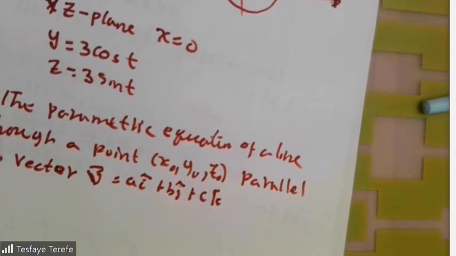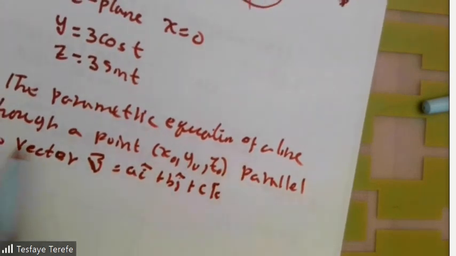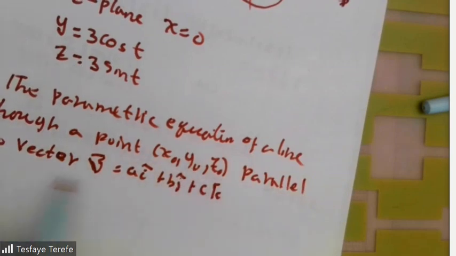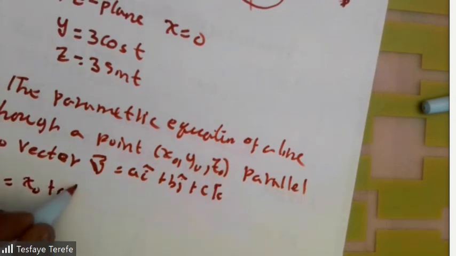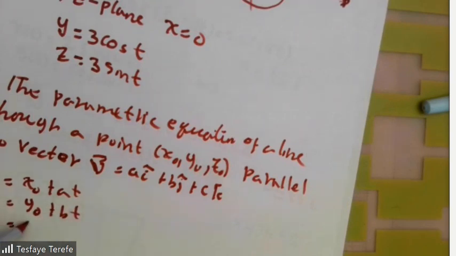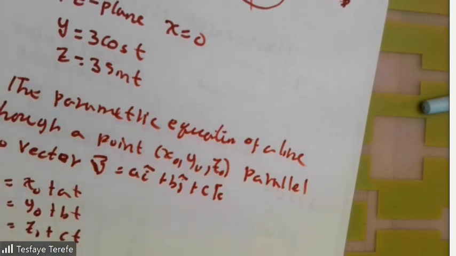So the parametric equation for the line through the point parallel to the vector is given by x equals x sub 0 plus at, y equals y sub 0 plus bt, and z equals z sub 0 plus ct. You might remember this derivation from earlier.